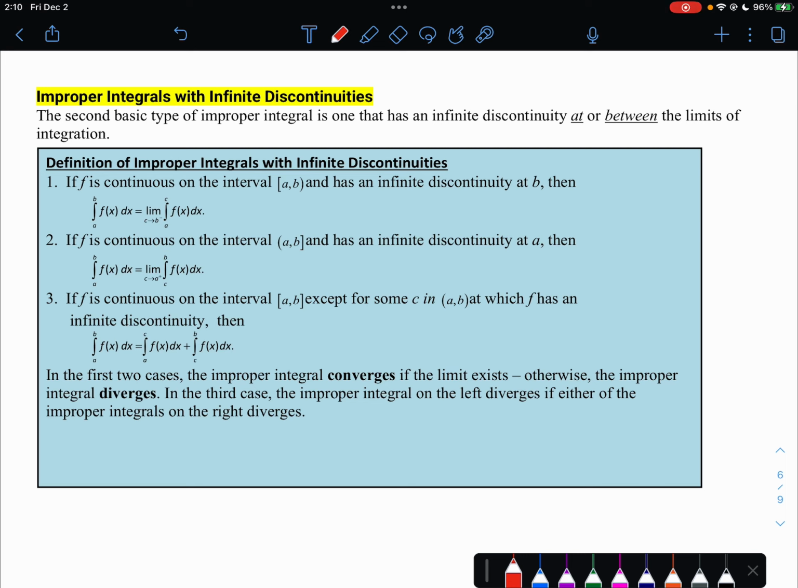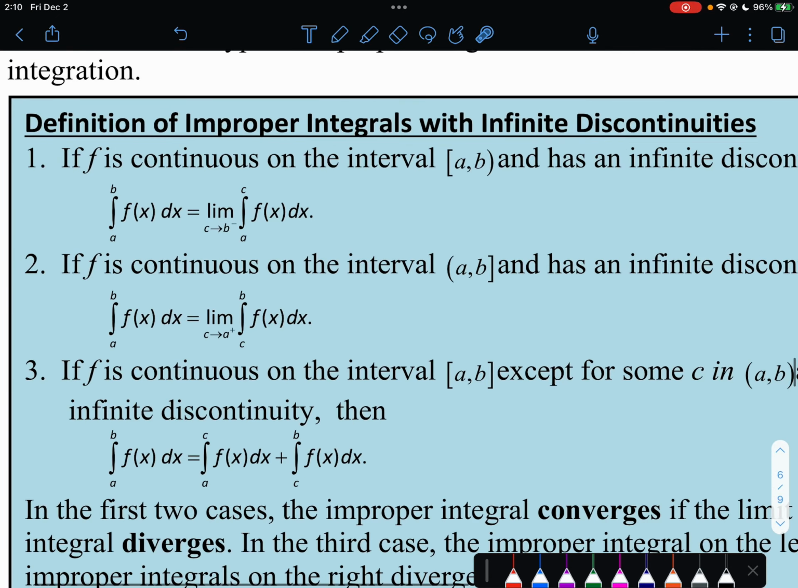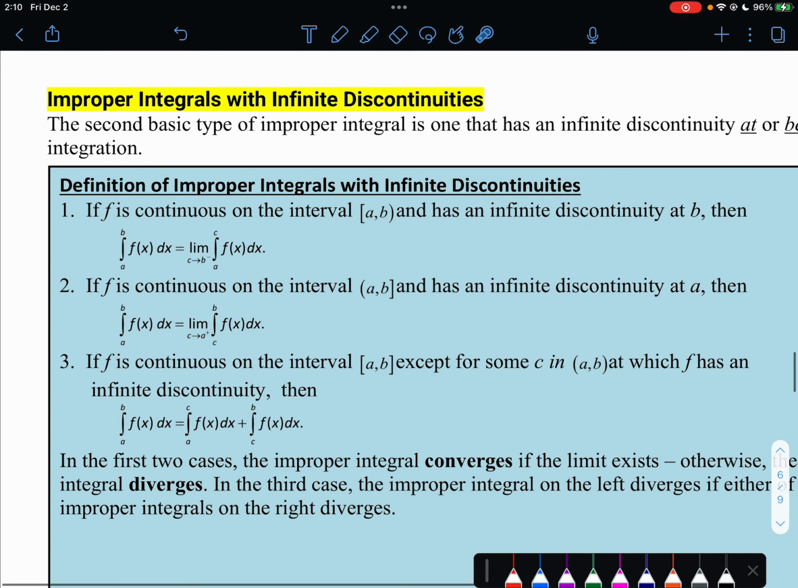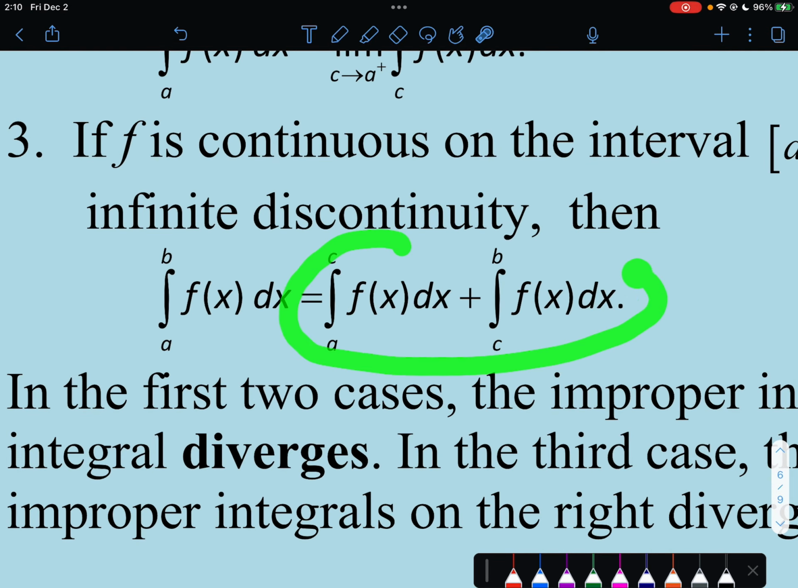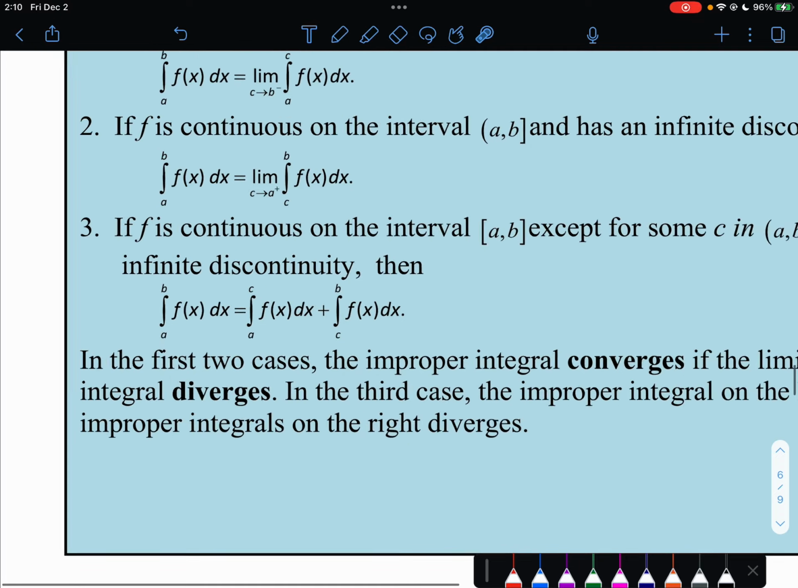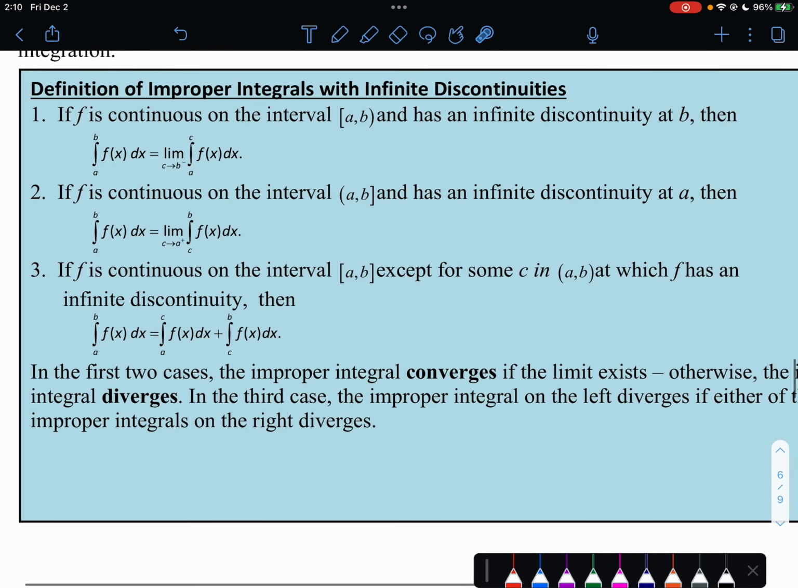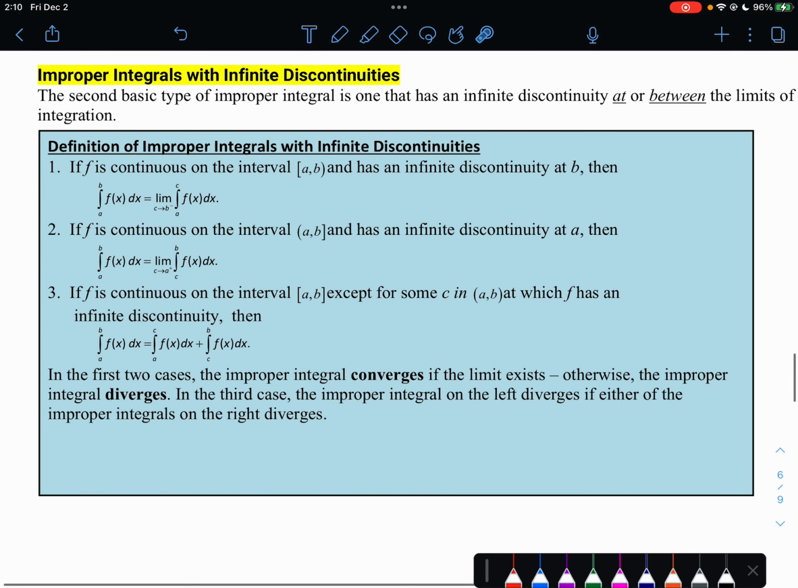So if f is continuous on the interval and has an infinite discontinuity at b, the upper bound, then we take the limit as c approaches b from the left of this integral. If it has an infinite discontinuity at the lower bound, we approach a from the right. And if it has an infinite discontinuity at some point inside, then we can split it up into two integrals like this and do two separate limits. Again, the improper integral will converge if the limits exist. If the limits don't exist, we say that the improper integral will diverge.